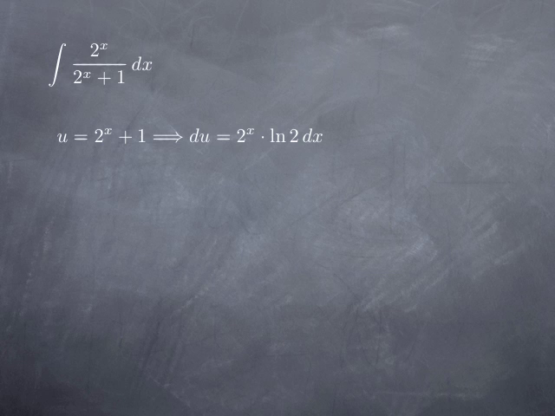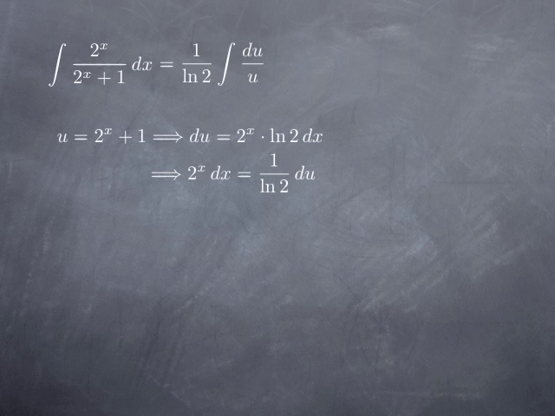Then du is simply the derivative of 2 to the x, which is 2 to the x multiplied by ln of 2, times dx. What we have inside the integral is not 2 to the x ln of 2 dx, but simply 2 to the x dx. So we solve for that, and 2 to the x dx is 1 over ln of 2 du. So now I'm going to replace in the integral the top 2 to the x dx by 1 over ln of 2 du, and the bottom by u. And so we obtain 1 over ln of 2 multiplied by the integral of du over u.